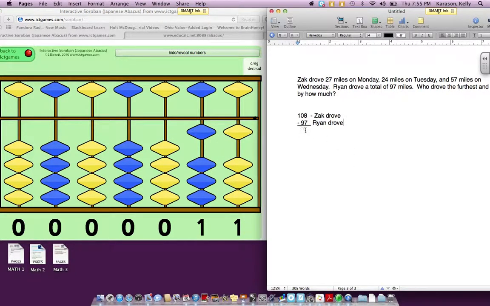All right, so let's take a look at this and see if we have solved our problem. This says 11. So my question was, who drove the furthest? And I would put Zach, let's go down here. Zach drove the furthest by 11 miles. And now we have answered our extended response question using our abacus.